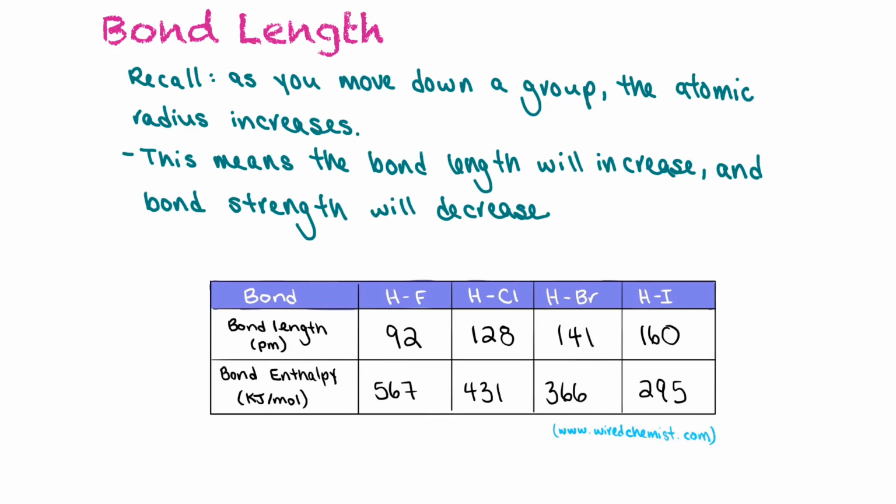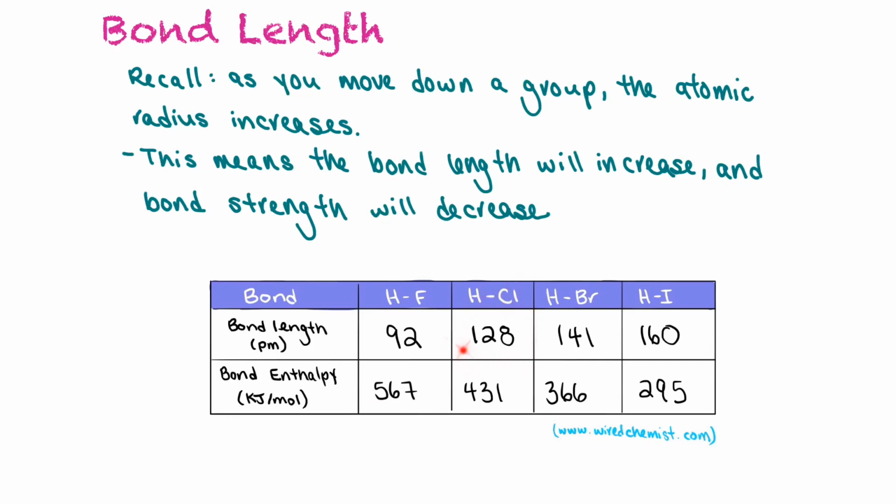So if we recap and go back to look at bond length, remember, as you move down a group, the atomic radius increases. And this means that the bond length will increase and the bond strength will decrease. So the longer the bond length, the lower the bond strength. In this example, we have hydrogen fluoride. The bond between them has a length of 92 picometers, and its bond energy is 567 kilojoules per mole. That's how much energy it would take to break the bonds.